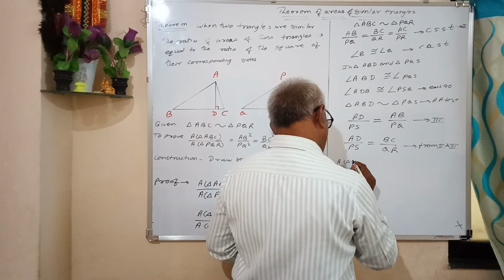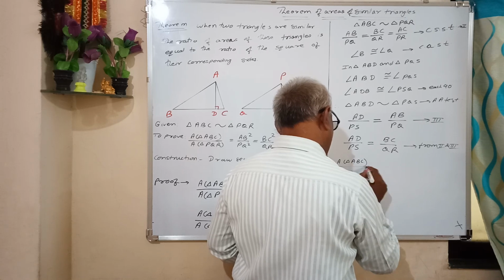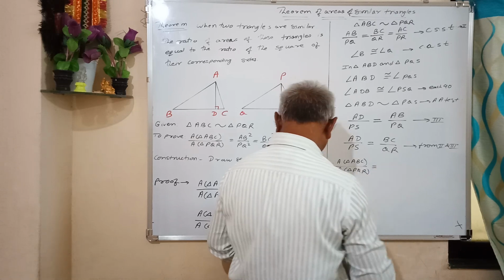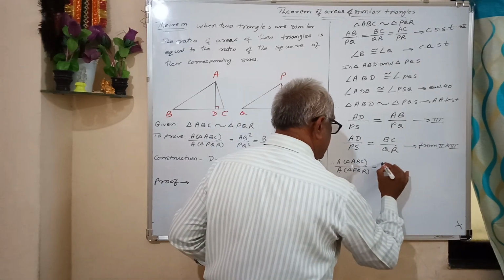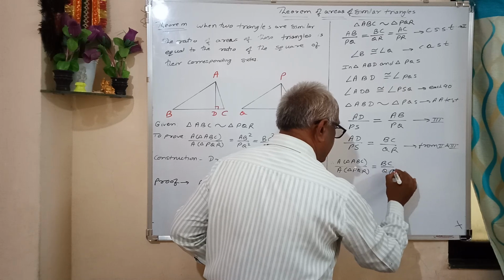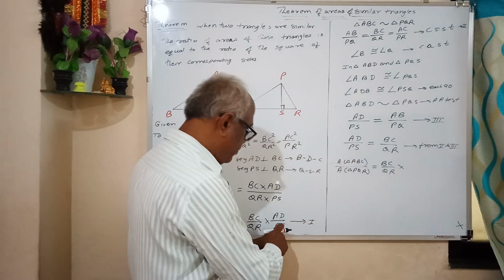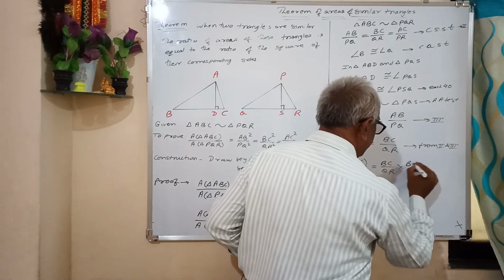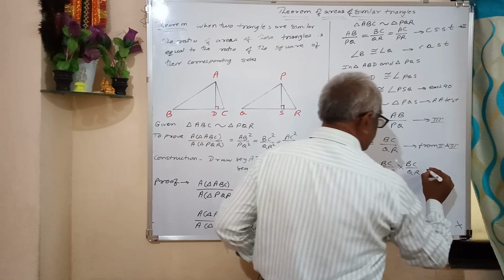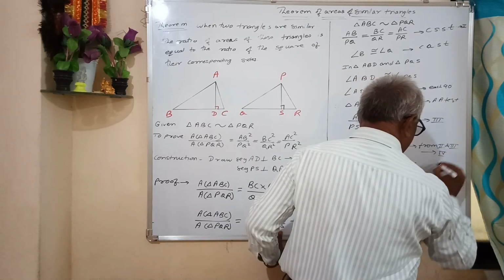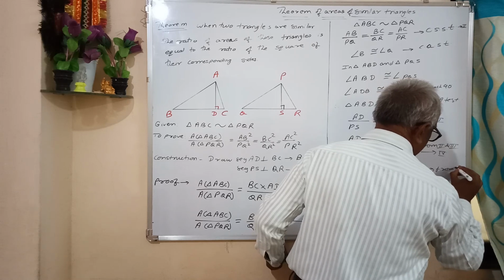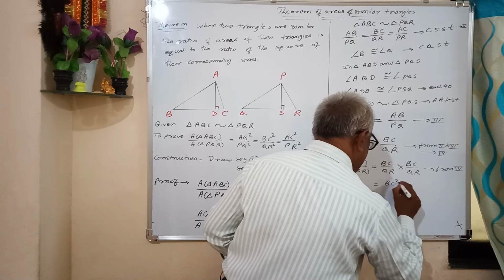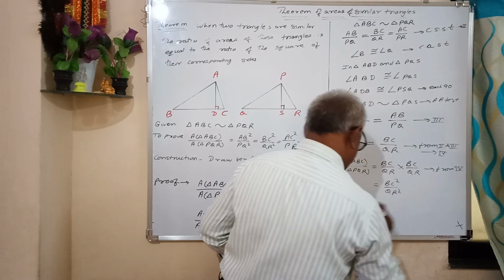Therefore, area of triangle ABC upon area of triangle PQR is equal to BC upon QR into AD upon PS, which is equal to BC upon QR, that is from 4, which is equal to BC square upon QR square.